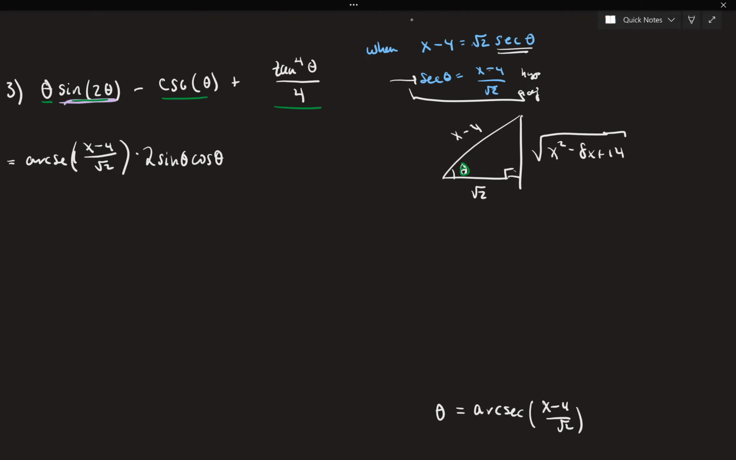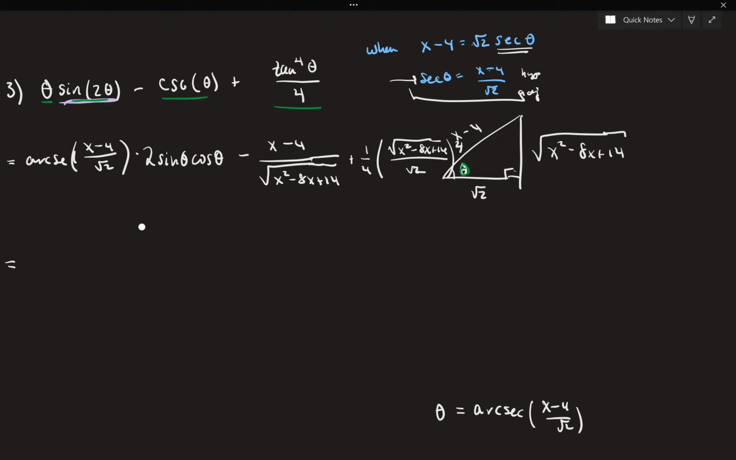Cosecant is 1 over sine, which is hypotenuse over opposite. And then plus a quarter tangent to the fourth. What's tangent? It's opposite, x squared minus 8x plus 14, over adjacent, root 2 squared. I'm sorry, to the fourth, because it's tangent to the fourth. I'm running out of room there.